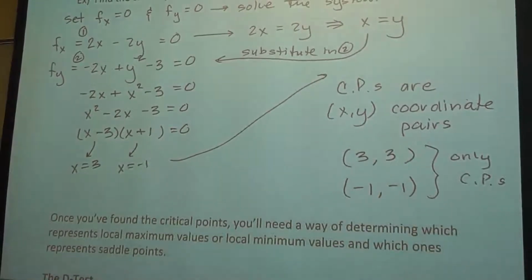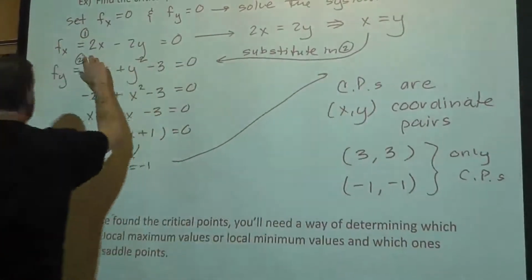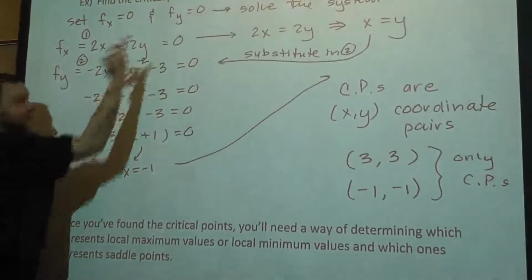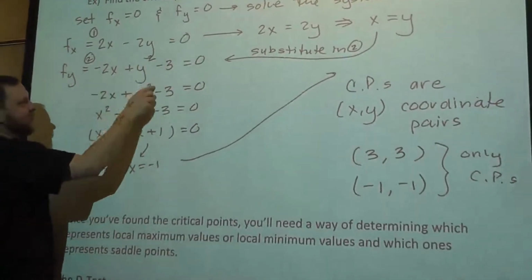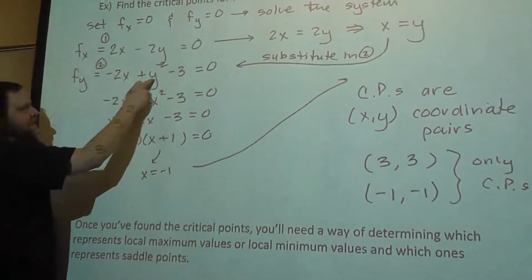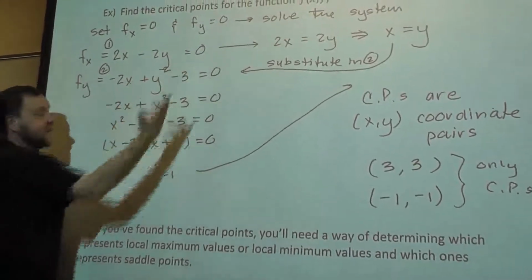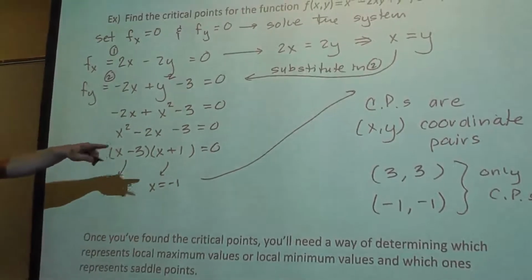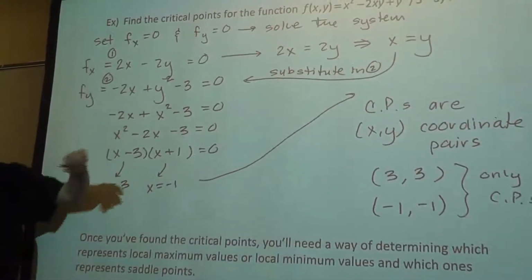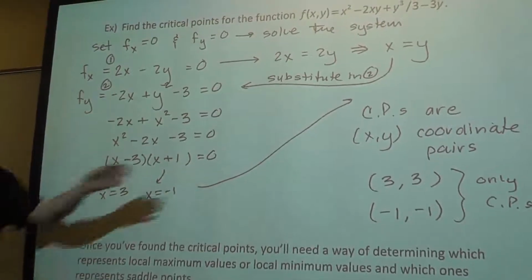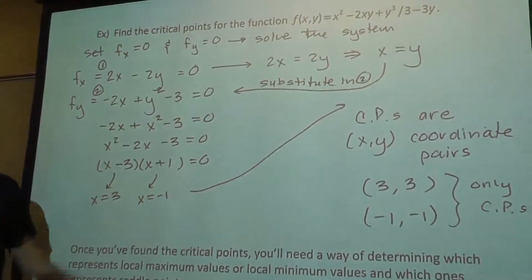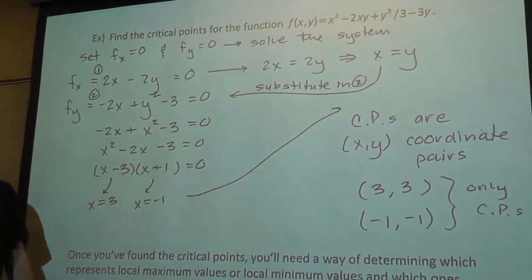In other words, if I go back to this original equation and plug in x equals 3 and y equals 3, I get a true statement. Checks out. I also should be able to plug in x equals 3 and y equals 3 here. Negative 6 plus 9 is 3. Minus 3 is 0. So that xy coordinate 3, 3, works in both equations at the same time. That means it's a viable solution to the system. And for this purpose, it's one of our critical points. Same thing with the other coordinate. You should check it and make sure it works in both.